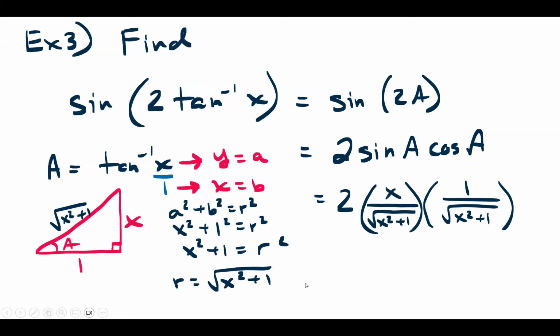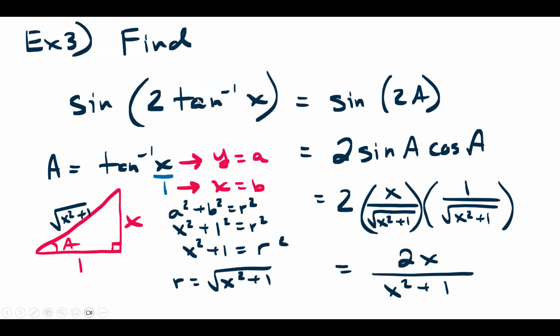All right, tell me what the final answer is. Anybody got this? 2x on top. Perfect. Yes. So notice, you have 2 square roots of the same thing, and if you add them together, they'll just give you that thing. So the answer to this one is 2x over x squared plus 1.